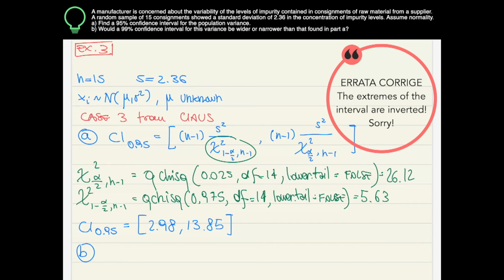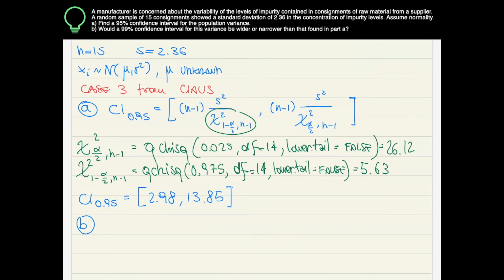Would a 99% confidence interval for this variable be wider or narrower than that found in part A? So if the confidence is higher, so if we want to be more confident that the parameter sigma square will be inside our interval, then the confidence interval will be wider, right? So higher confidence will result in a wider interval.